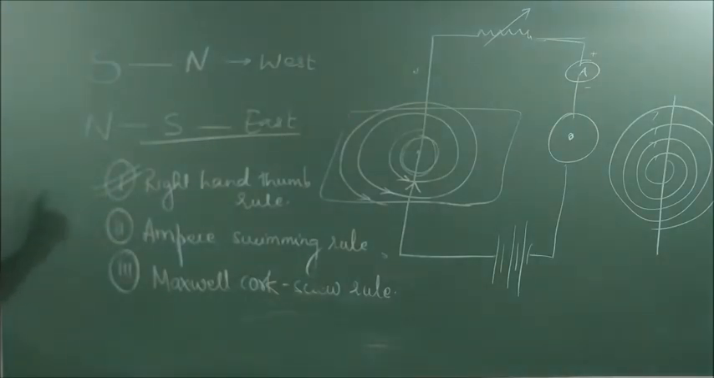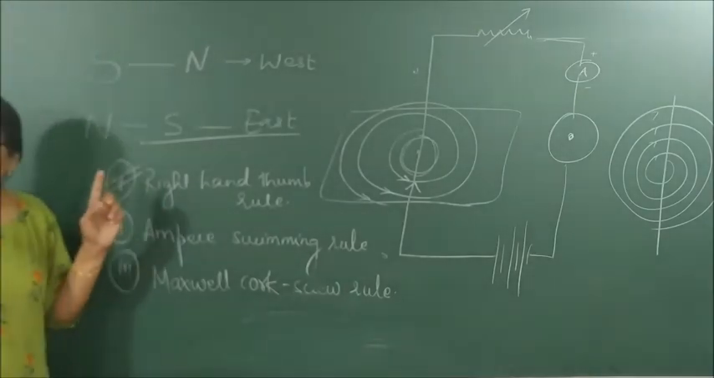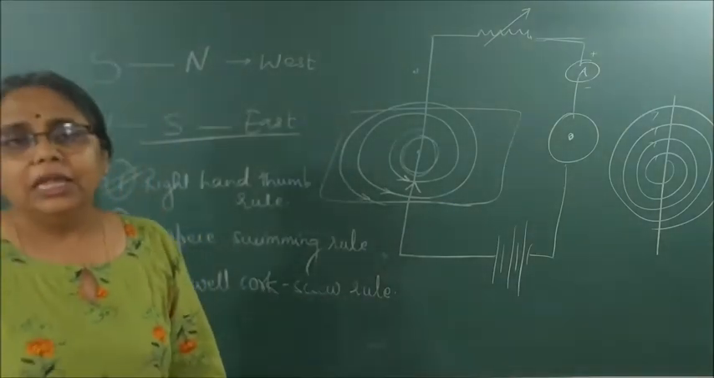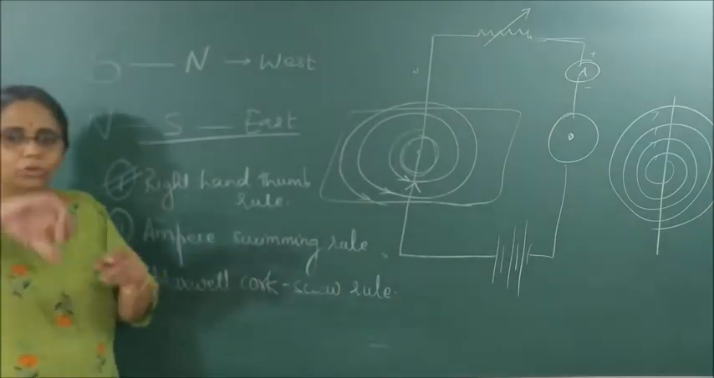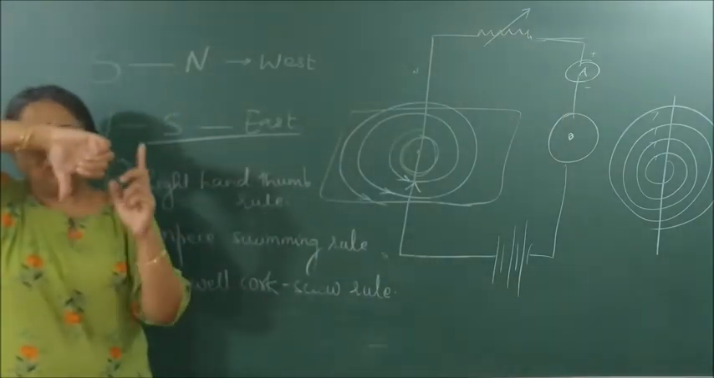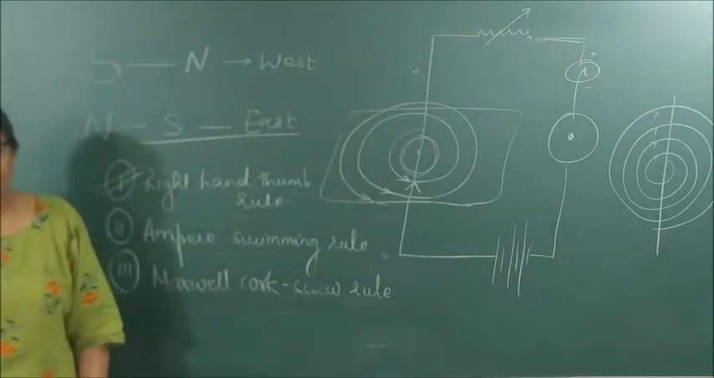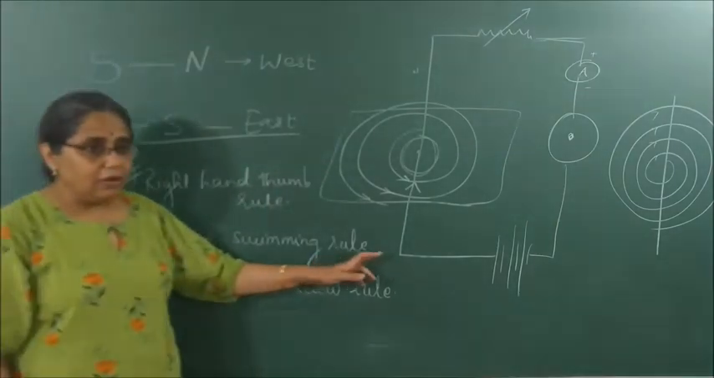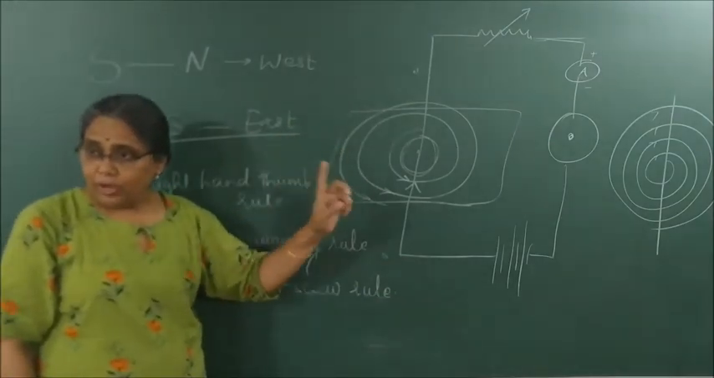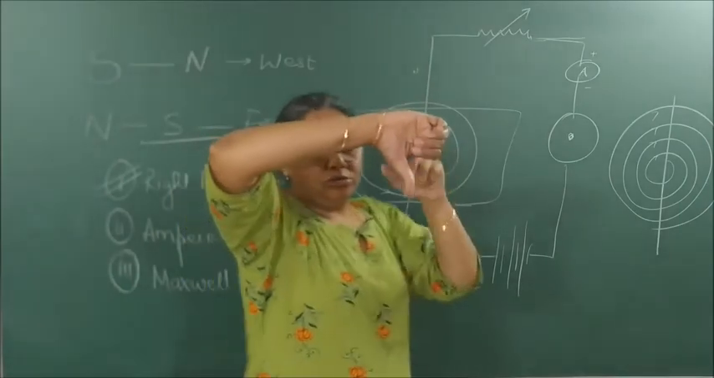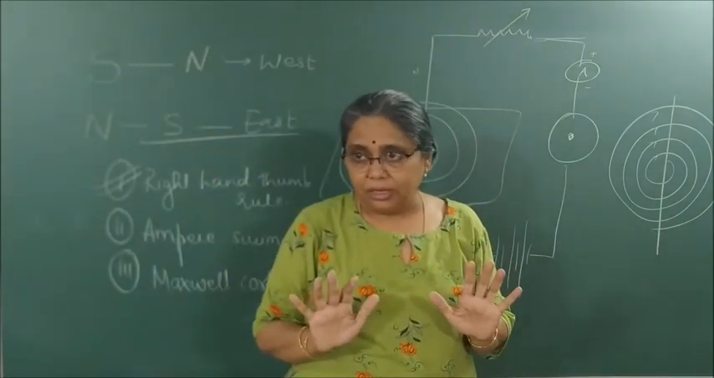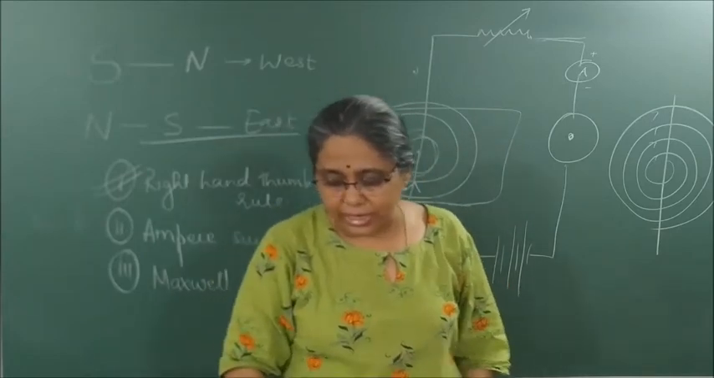It states, imagine you are holding a straight conductor carrying current in your right hand in such a way that the thumb shows the direction of current, then the curved or wrapped up fingers show the direction of magnetic field lines. When the current flows from south to north, it is anti-clockwise. When it flows from north to south, it is clockwise. Is it clear? Understood? Now we will read this part.